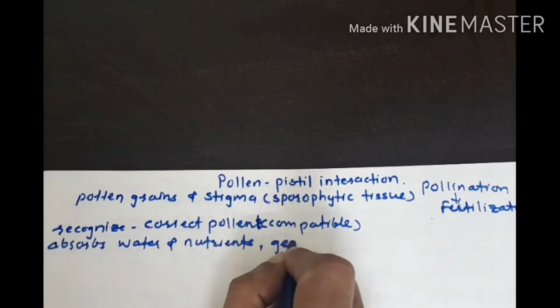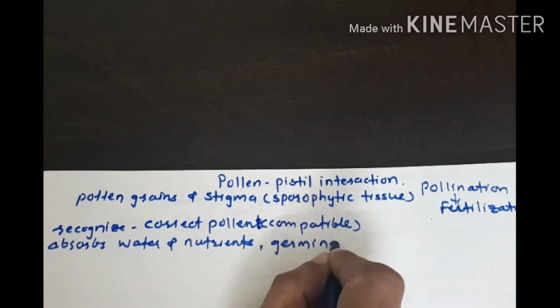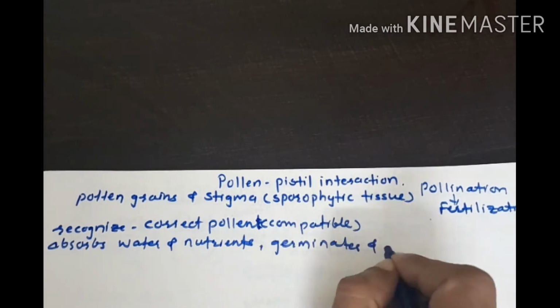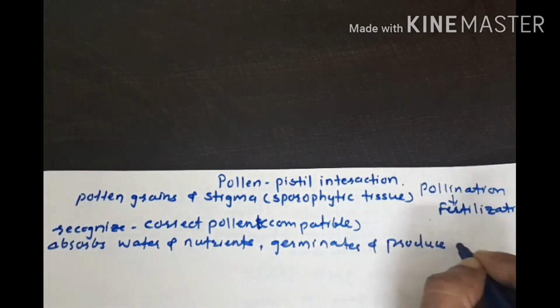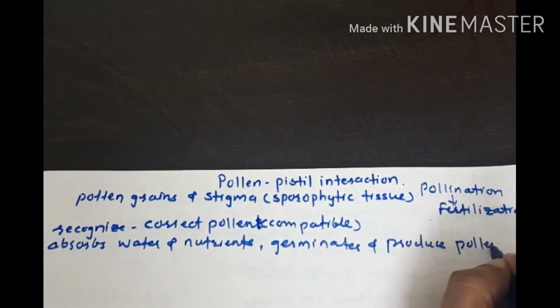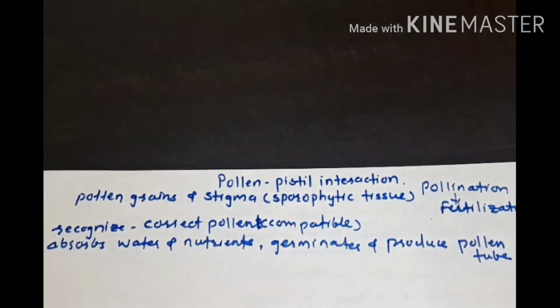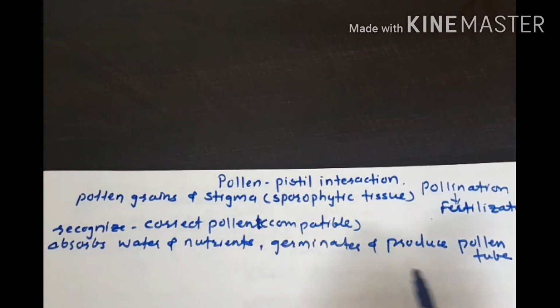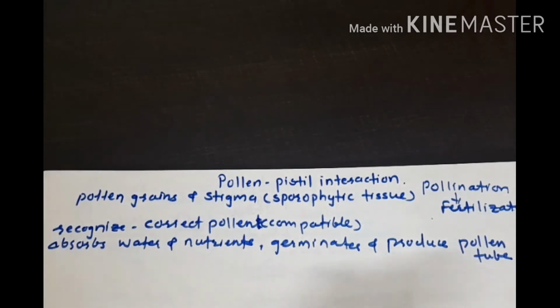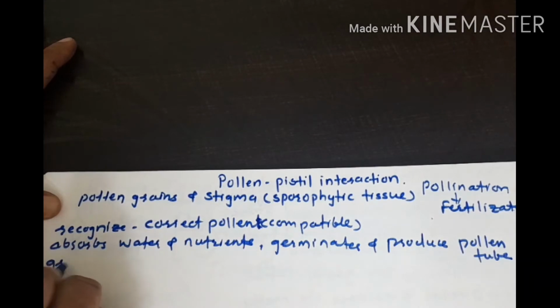They germinate and produce a pollen tube. Compatible pollen grains then absorb water and nutrients from the stigma. They germinate and produce a pollen tube. This pollen tube then grows through the style.